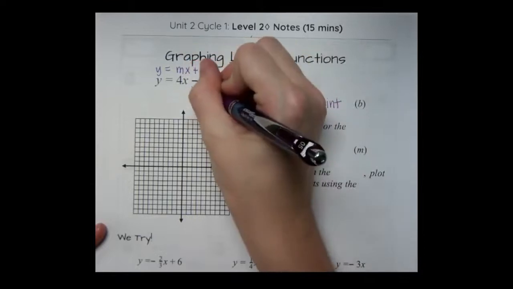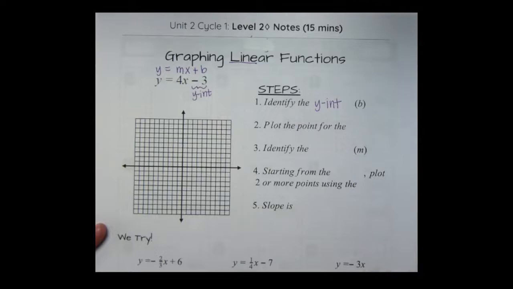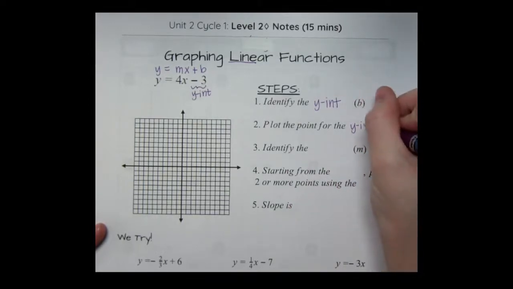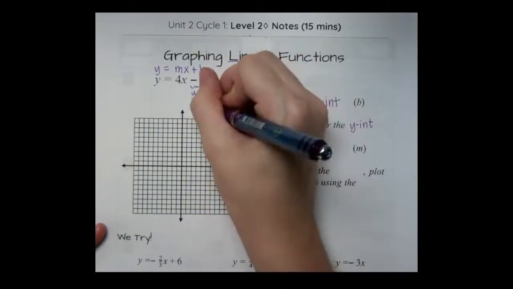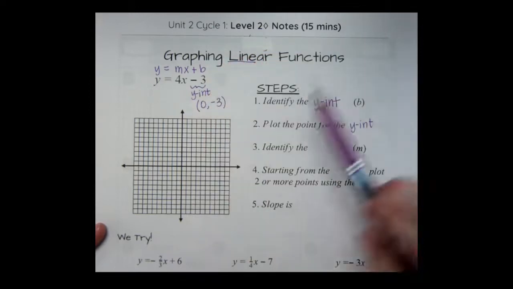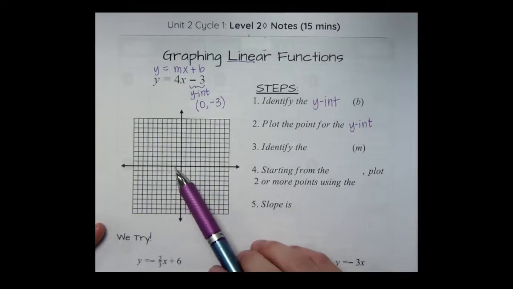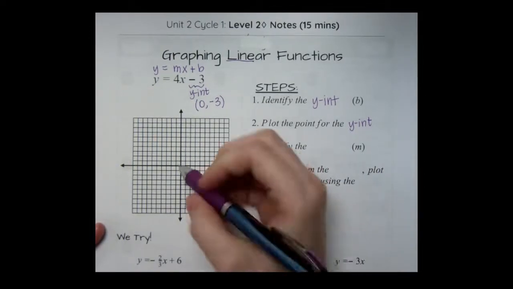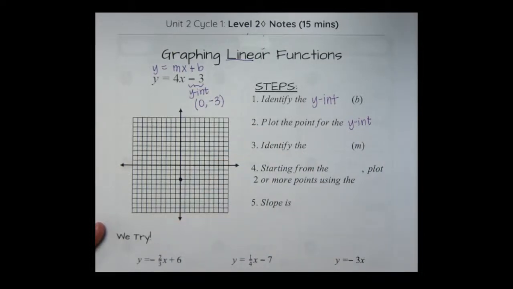That's our b value in our equation. So -3 is our y-intercept. Next, we're going to plot the point for the y-intercept. The point for the y-intercept is always (0, a number), and this time our number is -3. So I'm going to start at the center. I don't move left or right. I'm going to go down to -3, so 1, 2, 3. I'm going to plot a point right there.